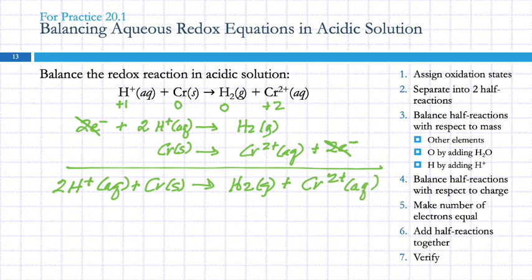And then we should always verify. So 2 hydrogens, 1 chromium and 1 chromium. Total of +2 charge over here, total of +2 charge over there, it's balanced.